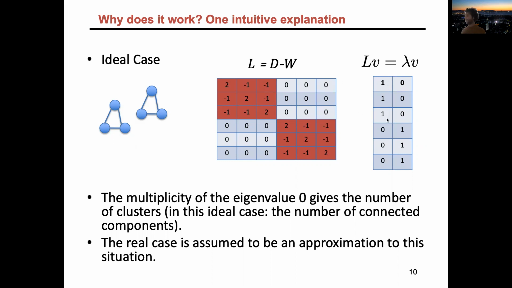There's a 1 for the nodes that are part of that connected component and 0 elsewhere. And the next eigenvector is exactly like that, except that it is for a different connected component. And if you multiply this, you'll see that this gives you a 0 value. So the multiplicity of the eigenvalue 0, the smallest one, is the number of clusters, and each one of these eigenvectors corresponds to 1 cluster.